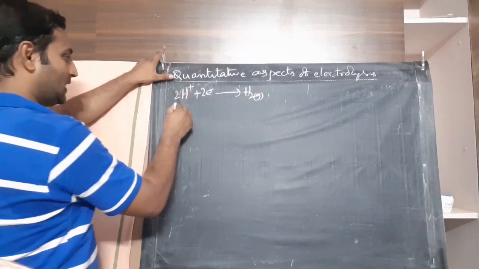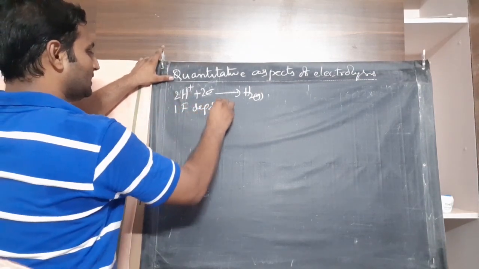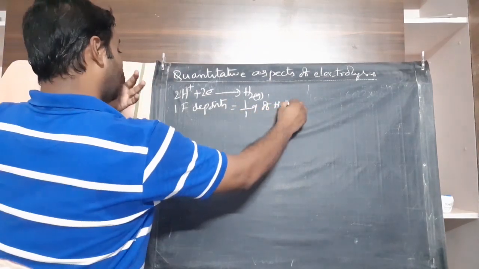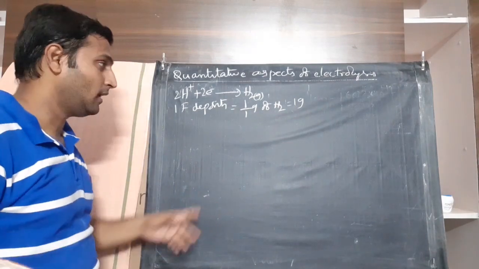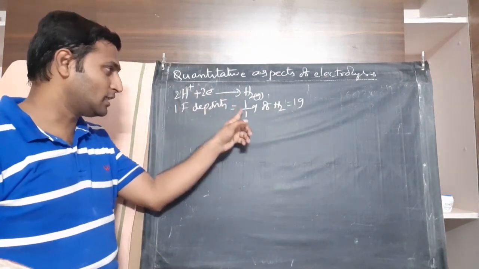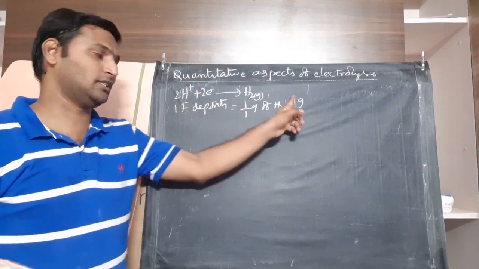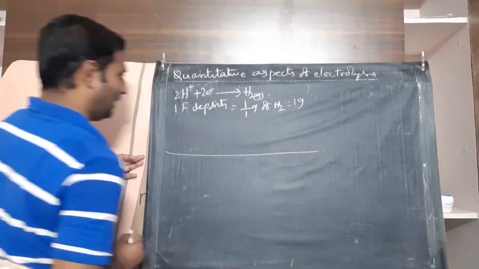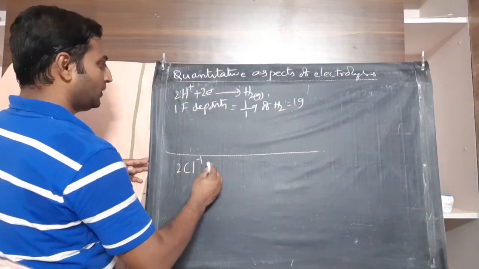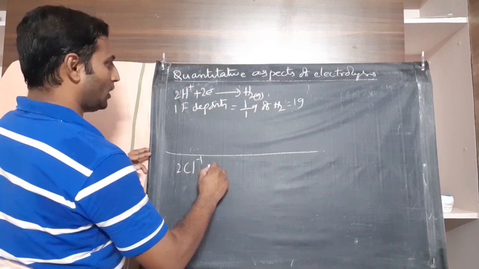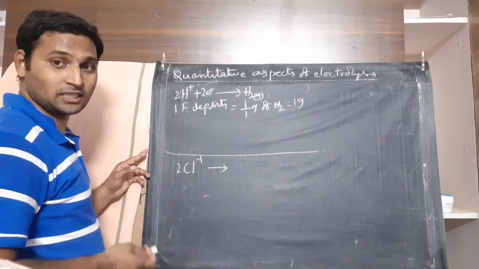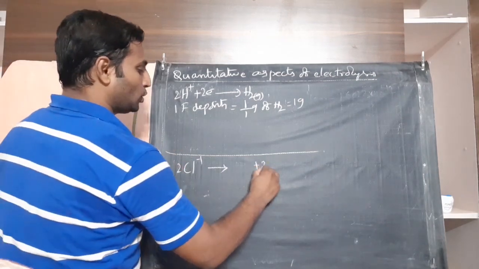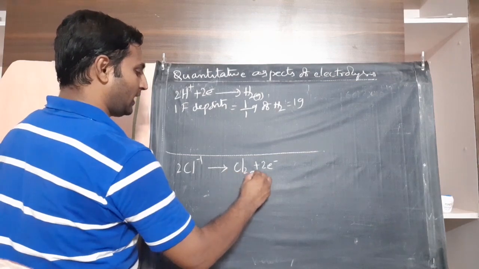Now, as you can understand, 1 Faraday deposits 1 by 1 grams of hydrogen, that is 1 gram of hydrogen. Why? Atomic mass is 1 and valency is also 1. So 1 Faraday deposits 1 gram of hydrogen, and by the way, hydrogen is a gas, you know that. Similarly, suppose I take chlorine. Chloride ion generally undergoes oxidation. Hydrogen gas is produced by reduction, but chlorine gas is produced by oxidation. So 2 chloride ions lose 2 electrons and become chlorine gas, for example.